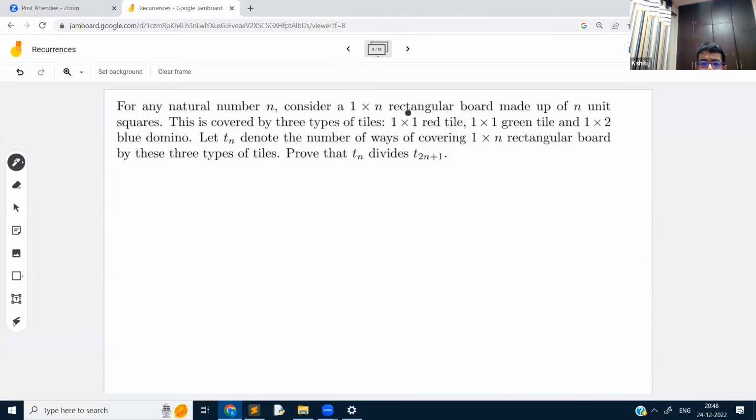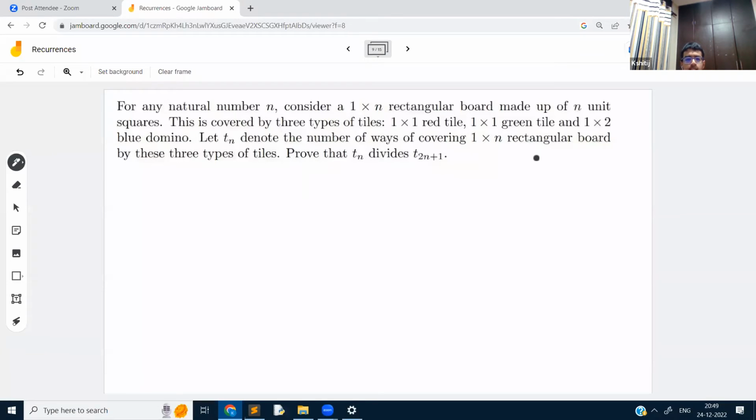Now the next problem is, consider a 1 by n rectangular board made up of n unit squares. There are three types of tile: 1 by 1 red tile, 1 by 1 green tile, and 1 by 2 blue domino. Let Tn be the number of ways of covering the rectangular board by these three types of tile. Prove that Tn divides T of 2n plus 1. So I'll give you a few minutes to try this question.